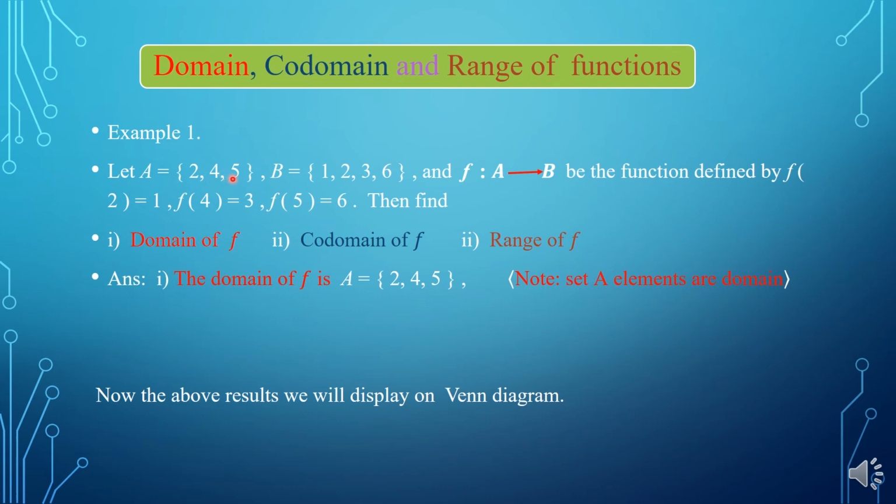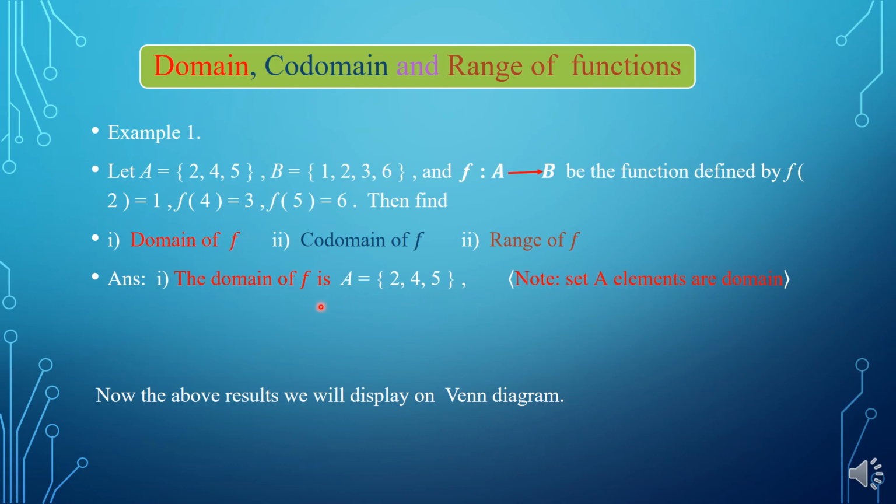So look at these: 2, 4, 5. Actually this is f of 2, 4 and 5. These are the inputs of the function. When we put 2 in the function, it gives us 1. When we put 4 in the function, it gives us 3. And when we give 5, it gives us 6. So these inputs 2, 4, 5, the set A elements, are basically the inputs of the function.